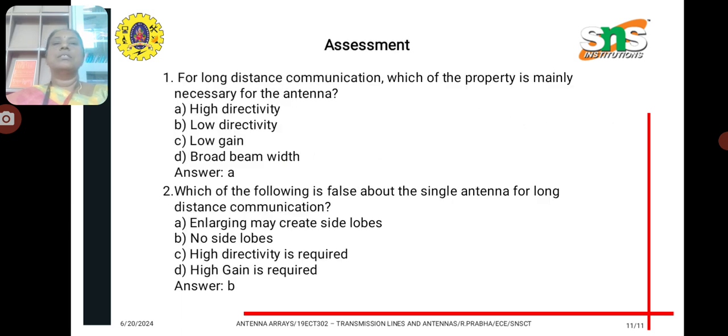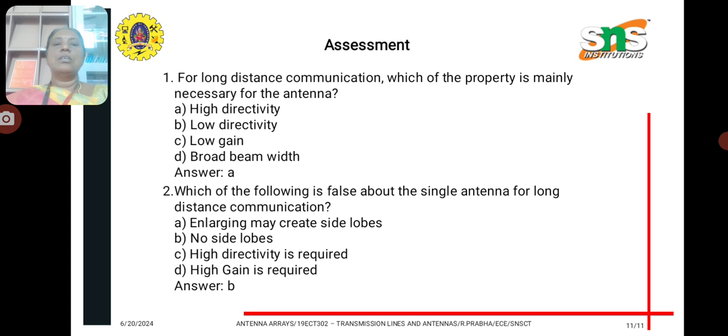Now the assessment. For long distance communication, which property is mainly necessary for the antenna? It is high directivity, because if the antenna has high directivity, we get sharper radiation, and it is better for long distance communication. And the second question: which of the following is false about a single antenna for long distance communication?